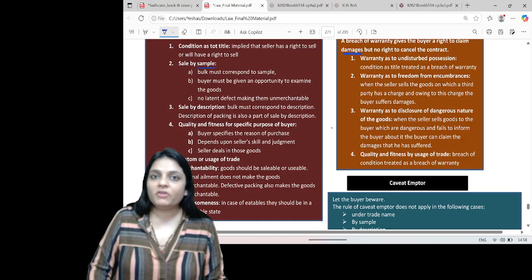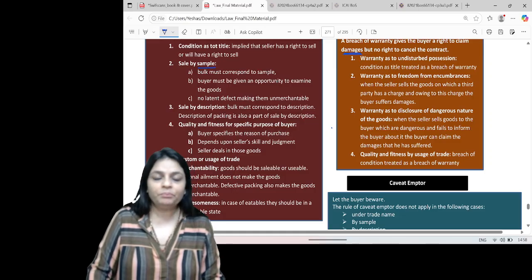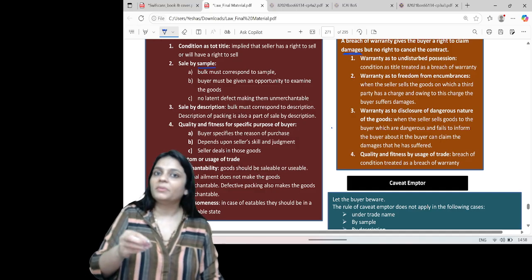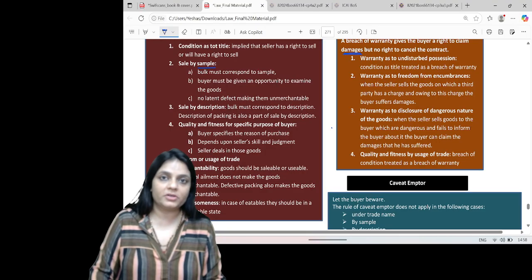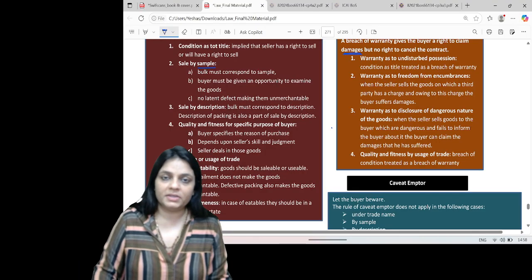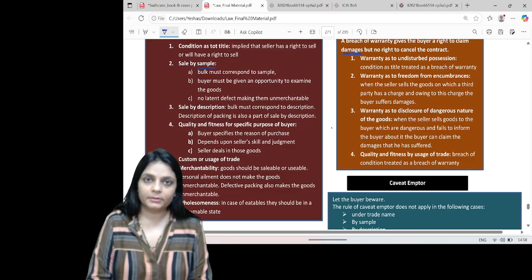The next one is specific purpose of the buyer. When the buyer specifies the reason for his purchase to the seller, he depends upon the seller's skill and judgment, and the seller deals in those types of goods. Then it is the duty of the seller to supply only those goods which suit the buyer's purpose. If he supplies goods which do not suit the buyer's purpose, can the buyer return the goods? Yes, the buyer can return the goods.